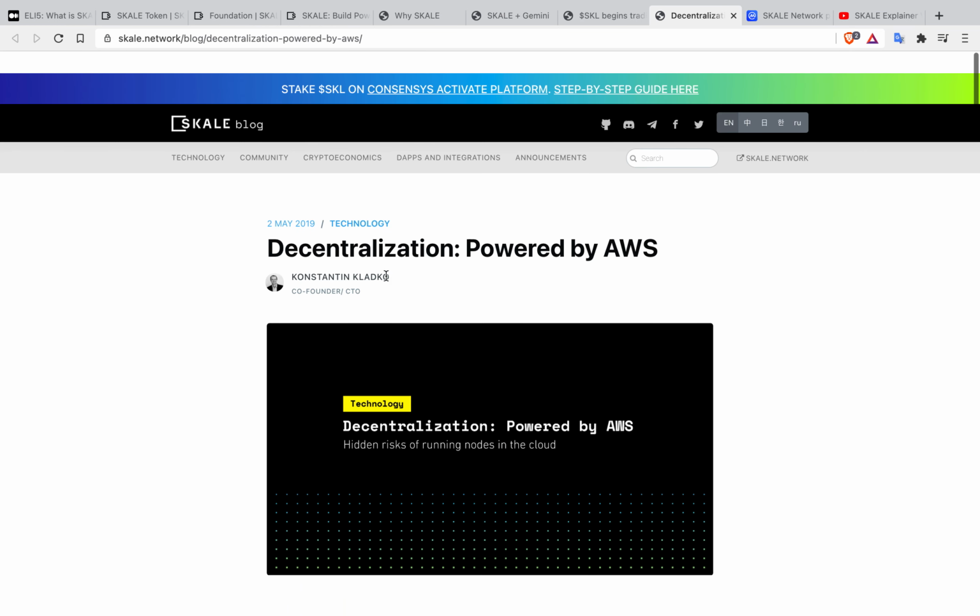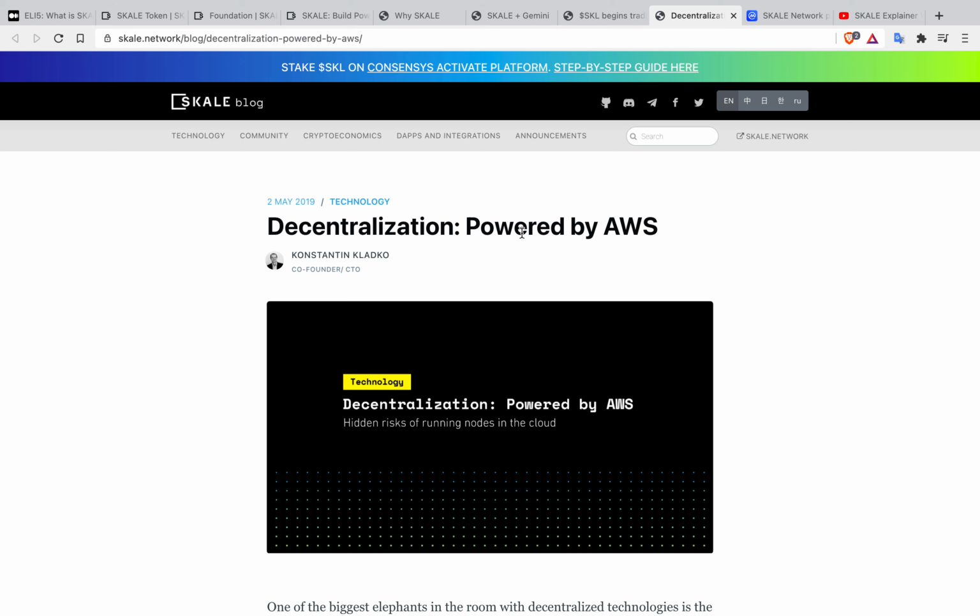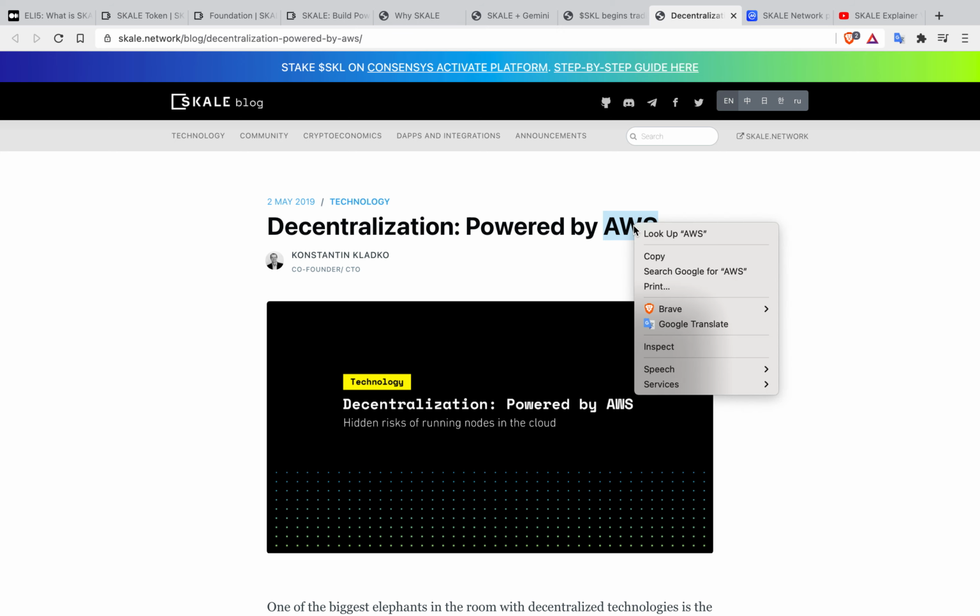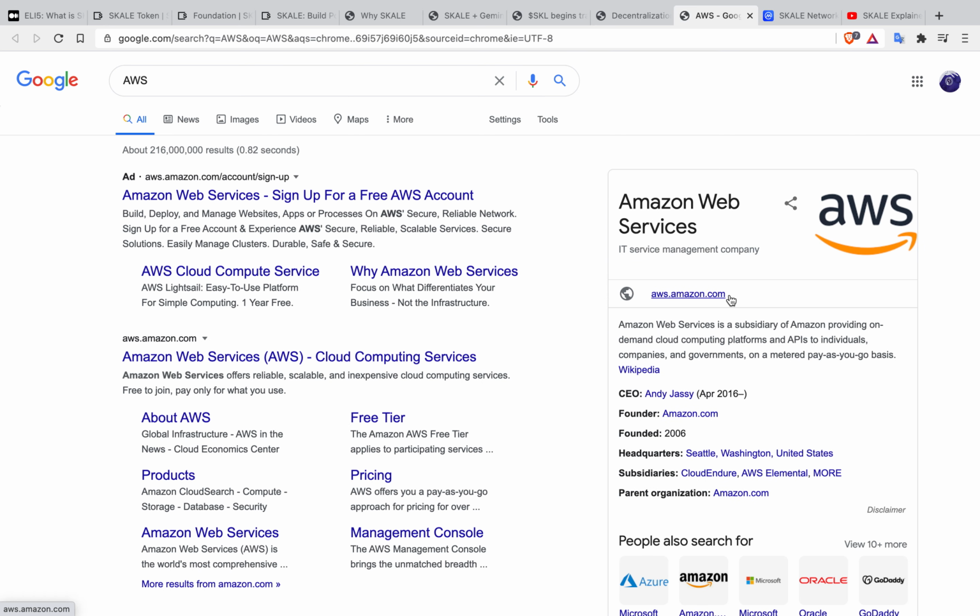Great. So decentralization powered by AWS. AWS is actually an Amazon company. Amazon Web Services is probably the biggest web service company that does what they do in the world. And Amazon makes a huge amount of money from AWS.